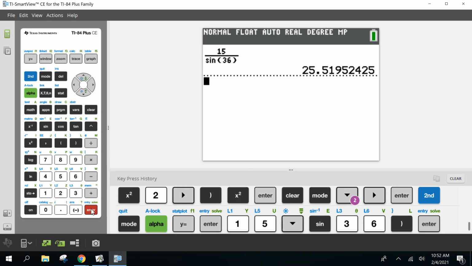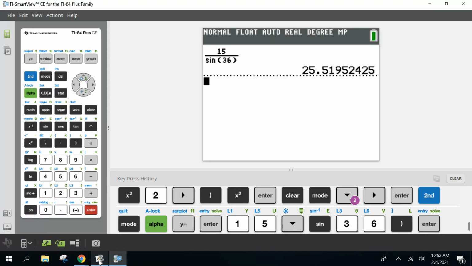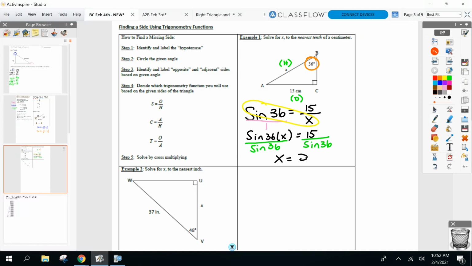All right, be ready to round a lot now, this second part of the unit. Be ready to round a lot. It says nearest tenth, so I'm going 25.5 centimeters. Okay, so this is the new way. Now that I can't use Pythagorean or 30-60-90, 45-45-90, here's another method of finding a side length.